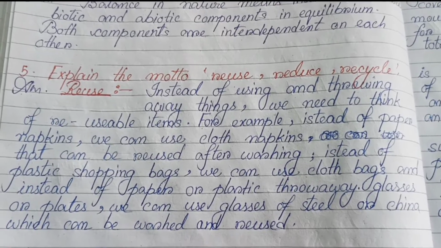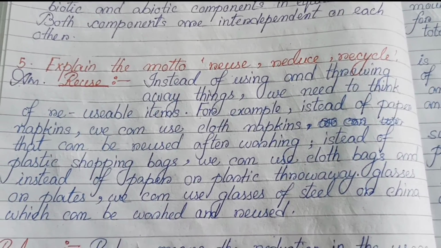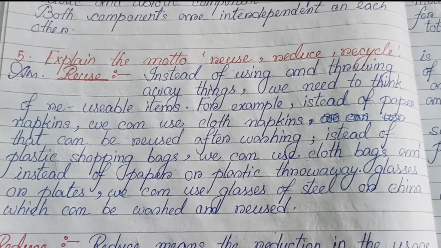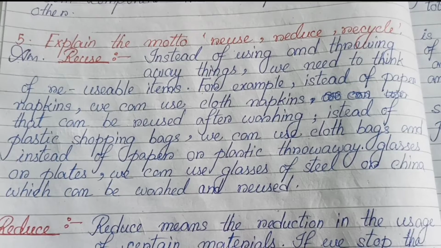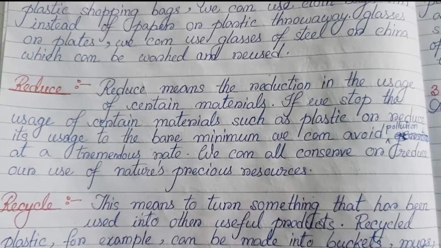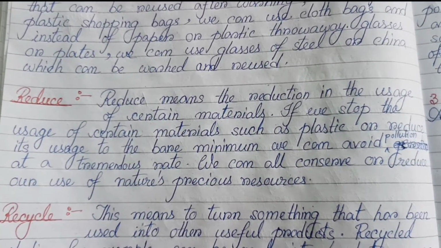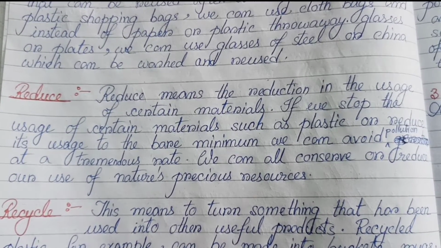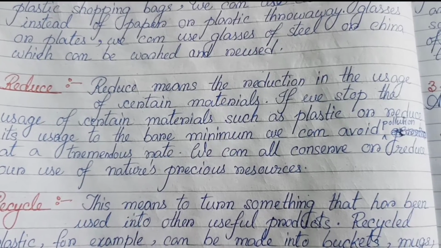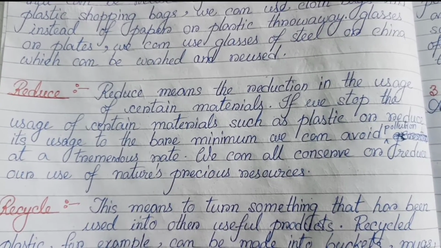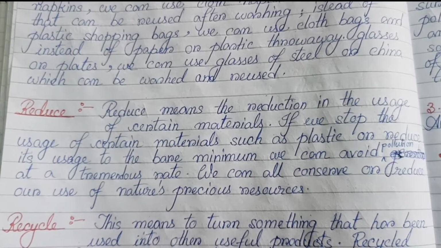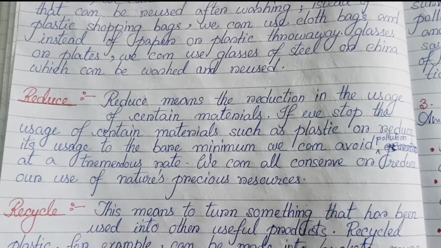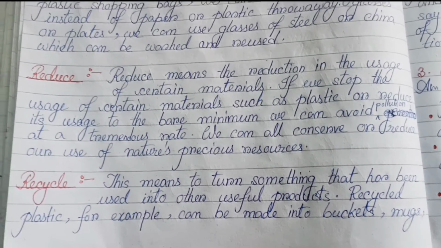And instead of paper or plastic throwaway glasses or plates, we can use glasses of steel or china which can be washed and reused. Reduce means a reduction in the uses of certain materials. If we stop the uses of certain materials such as plastic or reduce its uses to the bare minimum, we can avoid pollution at a tremendous rate. We can all conserve or reduce our use of nature's precious resources.